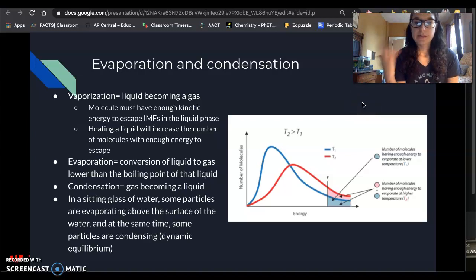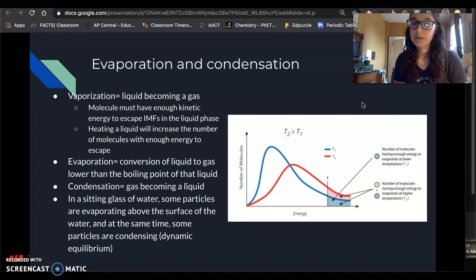There are, of course, evaporation and condensation, which is a transfer between different states of matter. So vaporization is when a liquid becomes a gas. In order for a liquid to become a gas, it has to basically overcome the strength of intermolecular forces in the liquid phase. So heating a liquid is going to increase the number of molecules with enough energy to escape. Evaporation is the conversion of liquid to gas below a liquid's boiling point.